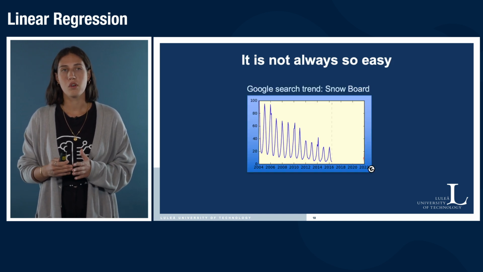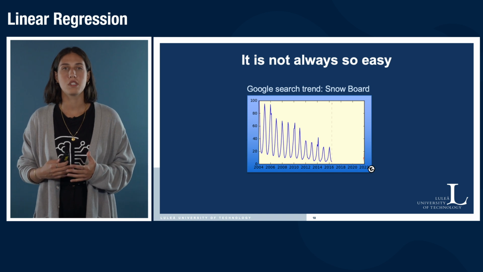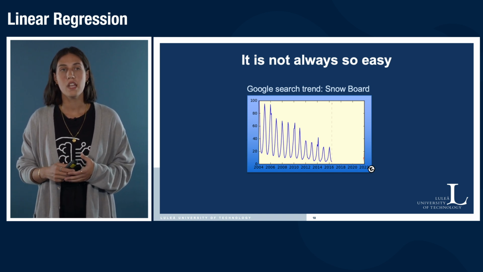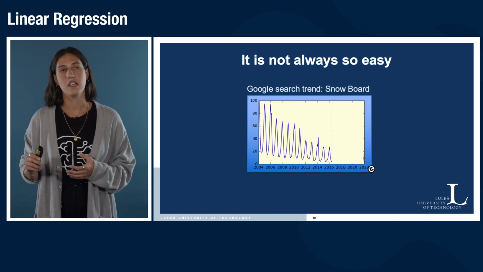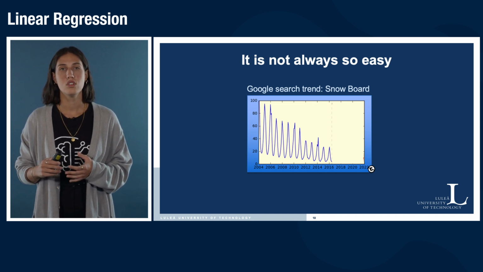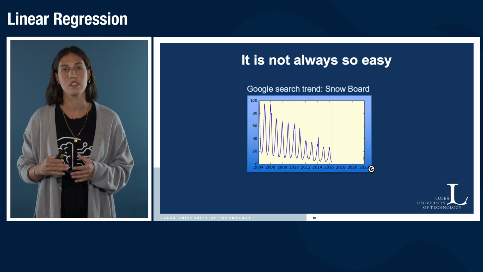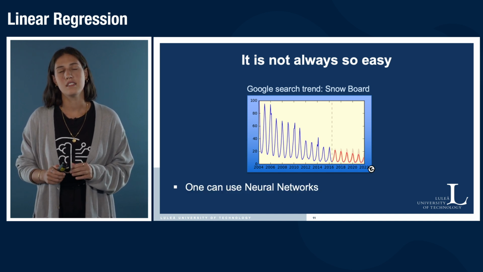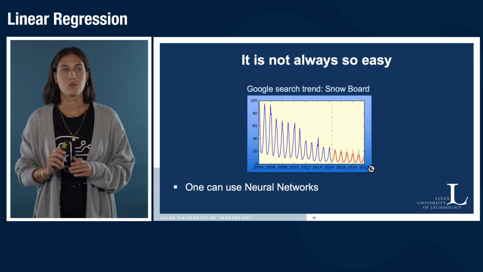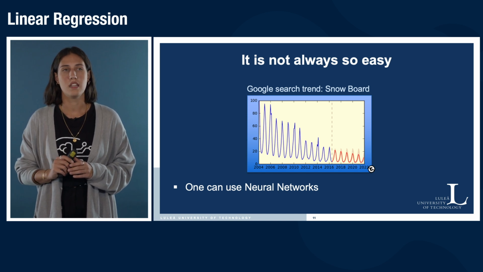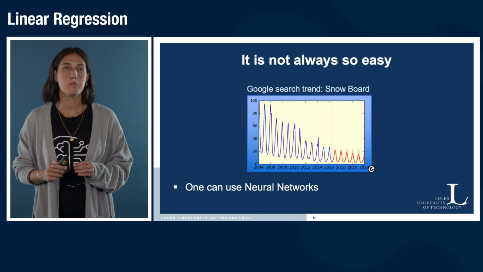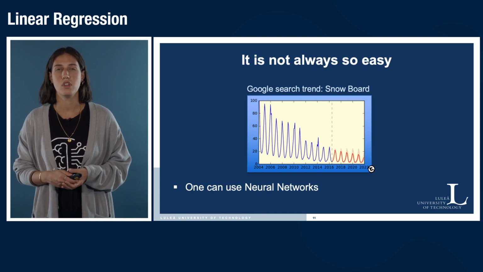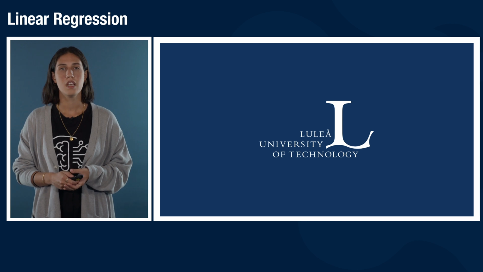We should keep in mind, though, that it is not easy to predict what might happen. And in this case, we have a Google search trend on snowboard, and we see that as years pass by, the snowboard trend is decreasing. So we would assume that after 2016, it will keep decreasing. But the truth is that it stays constant, as we see in the faded red line. So we cannot really predict what is going to happen, and one way to deal with these complex situations could be neural networks. Thank you for listening.